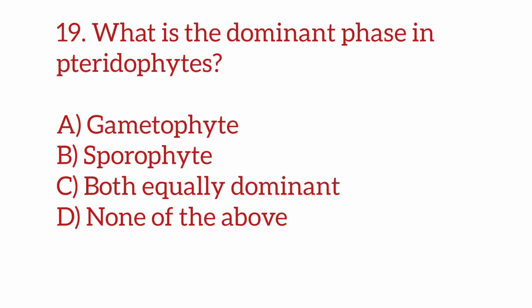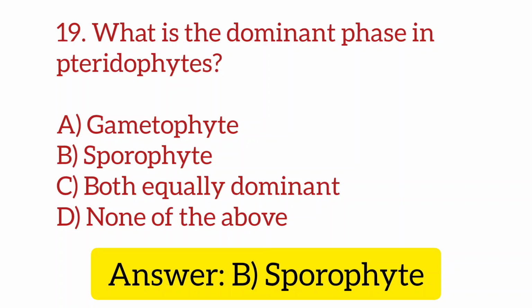19. What is the dominant phase in pteridophytes? A. Gametophyte. B. Sporophyte. C. Both equally dominant. D. None of the above. Answer: B. Sporophyte.